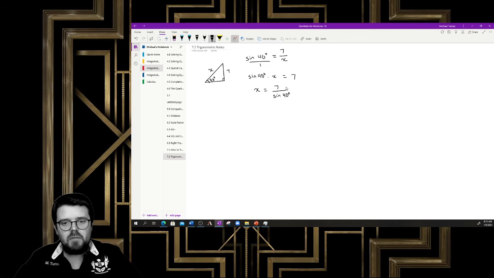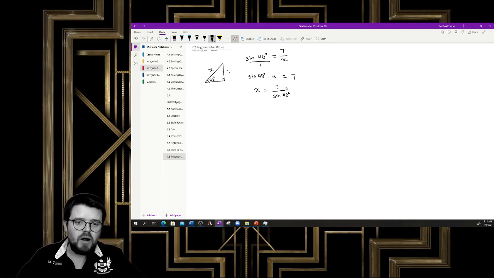Once I get to this step, then I'd be using my calculator to approximate the value, and typically the directions will say round to the nearest tenths or hundredths or whatever value it wants you to round to. If it's not specified, you need to put at least 2 decimal places, 3 preferably.